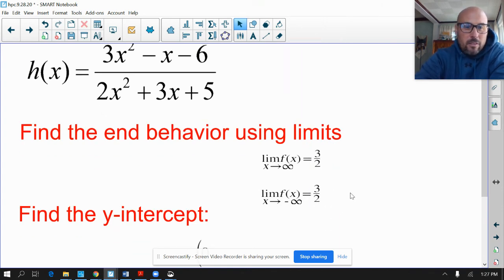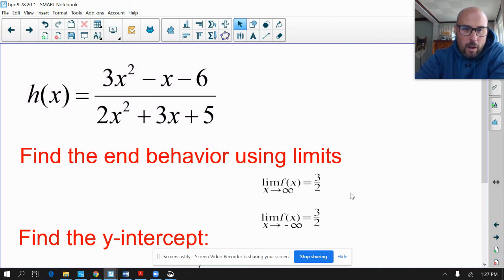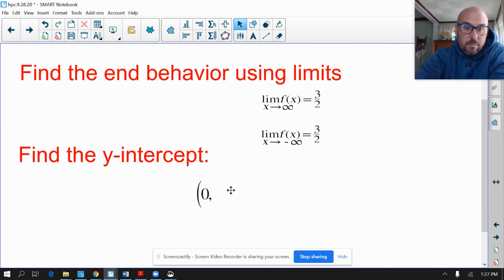And then what's the y-intercept? We should always be able to find the y-intercept very, very quickly. Here, we don't need a calculator. The y-intercept is always the result of x equaling 0. So if x is 0, this goes away, this goes away, this goes away, this goes away. The only thing that's left is negative 6/5. So the y-intercept is negative 6/5.